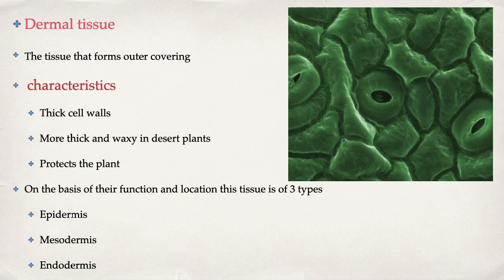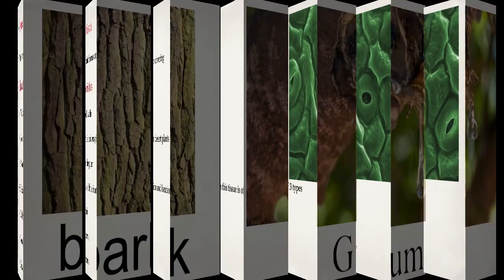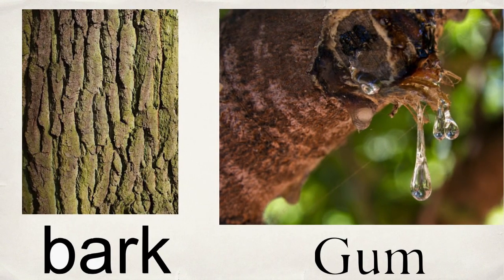In big trees, the dermal tissue forms several layers above the epidermis. This is called bark. Now, in some plants, dermal tissue secretes a sticky substance called gum. Gum is secreted by the dermal tissue, for example in acacia and neem. You can visualize the pictures of bark and gum.